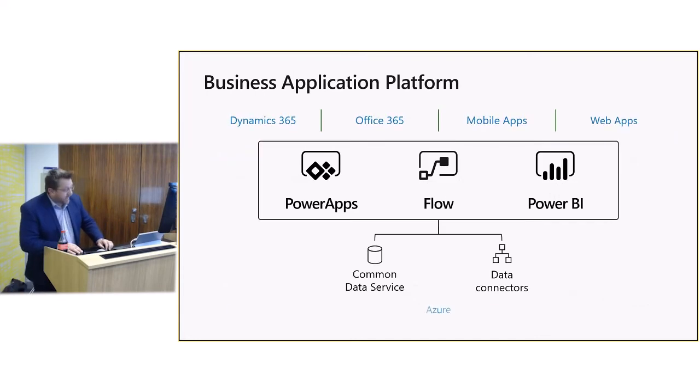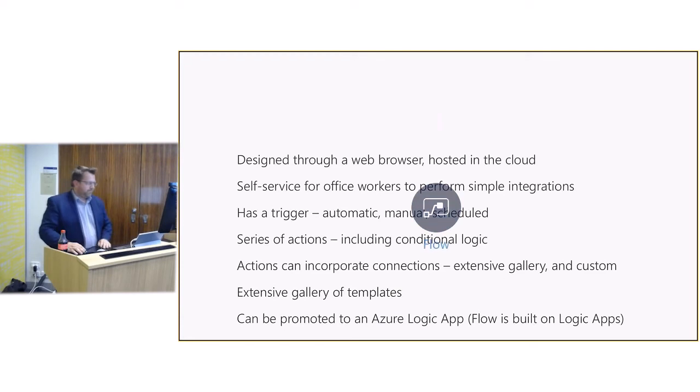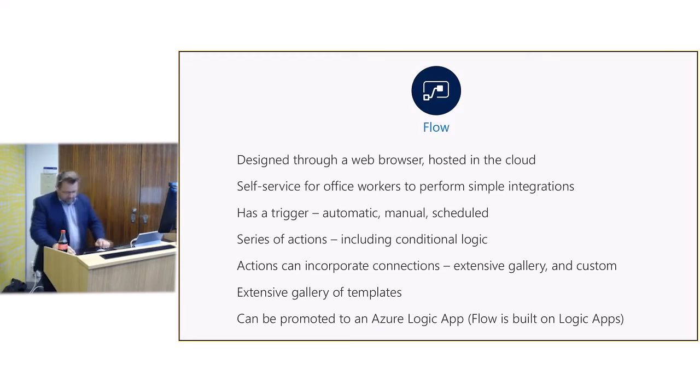So the business application platform, really what I'm talking about here is PowerApps, Flow, Power BI, the Common Data Service, and data connectors. Now tonight I'm going to show you some PowerApps, some Flow, talk about the Common Data Service. That's about all we've got time for, so we'll go through that today. And really this is all linking your enterprise applications together for everything from web apps to mobile apps to your Office 365 apps, and then linkages through to Azure and also external things as well. So let's start talking about Flow.